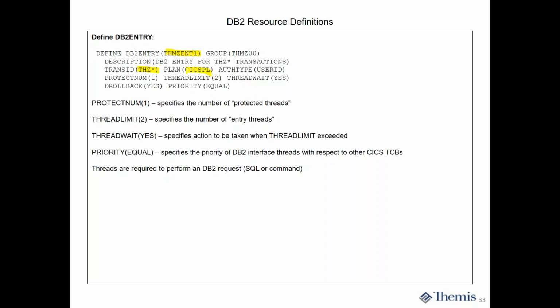Again, the plan, I'm using static plans as opposed to dynamic plans. At the end of the configuration here, I'll kind of give you a hint. Protected threads 1, thread limits 2. So I'm allowing 2 threads for this entry. That says that this application, whatever it is, or set of applications, I will never have more than 2 concurrently making requests to DB2.